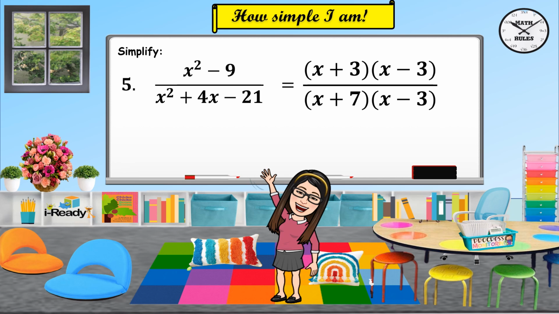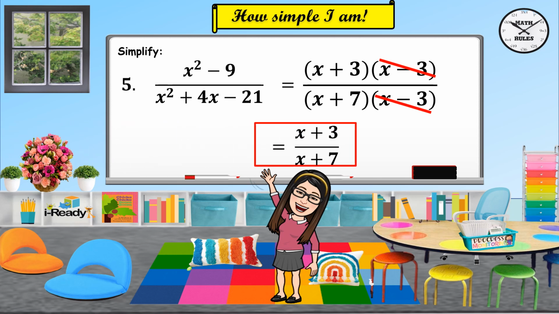And of course, you think of factors of negative 21 na pag pinag-add mo ay positive 4 ang sagot. So, that is 7 times negative 3. This will give you negative 21. Kapag pinag-add mo naman, positive 7 plus negative 3, positive 4. Tapos, ica-cancel lang natin yung common factors between numerator and denominator. So, that is x minus 3. Cancel sa numerator, cancel din sa denominator. So, the simplified form of this is x plus 3 all over x plus 7.